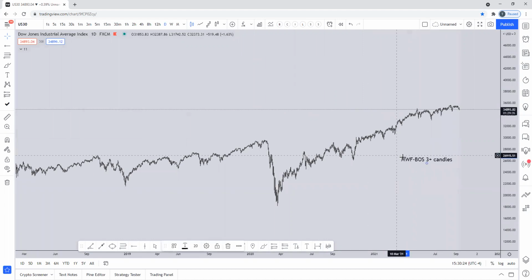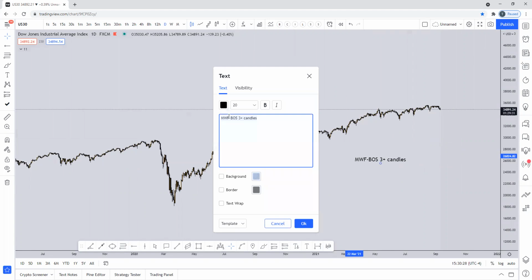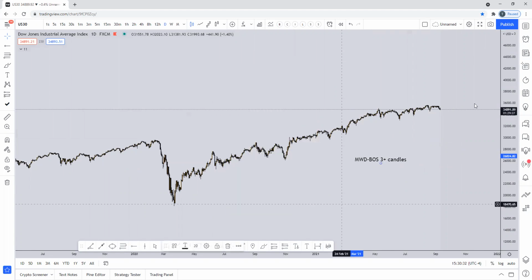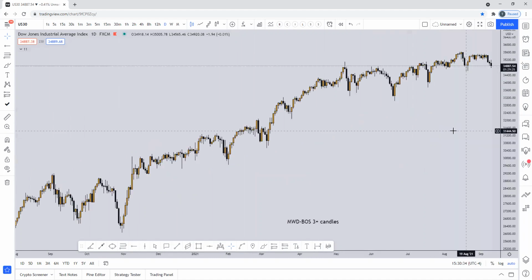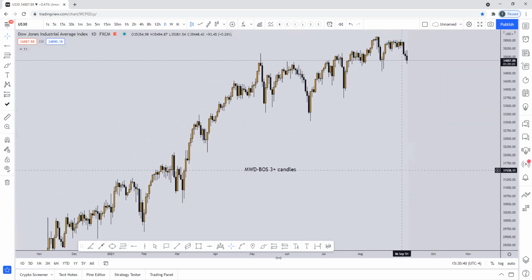Oh, I put MWF. I meant monthly, weekly, and daily. Okay, so for our monthly, weekly, and daily, when we have those breakup structures, before we have a breakup structure, we're going to have a retracement, a flag. Those are just names people utilize for them.